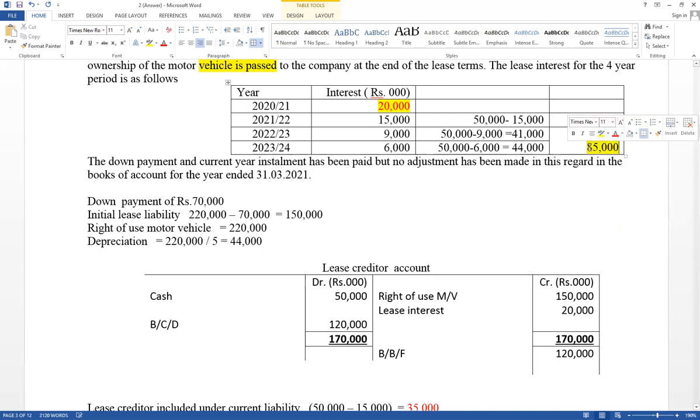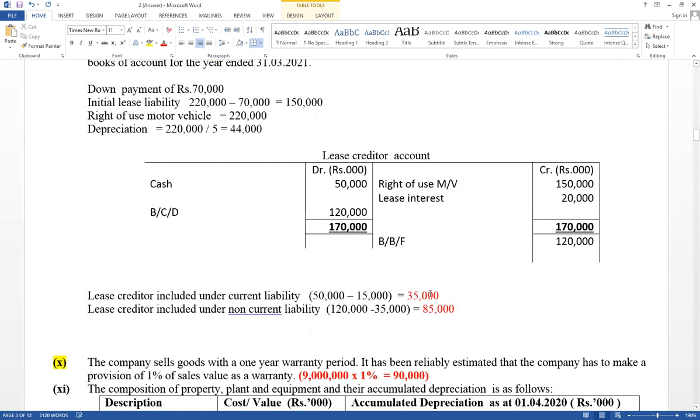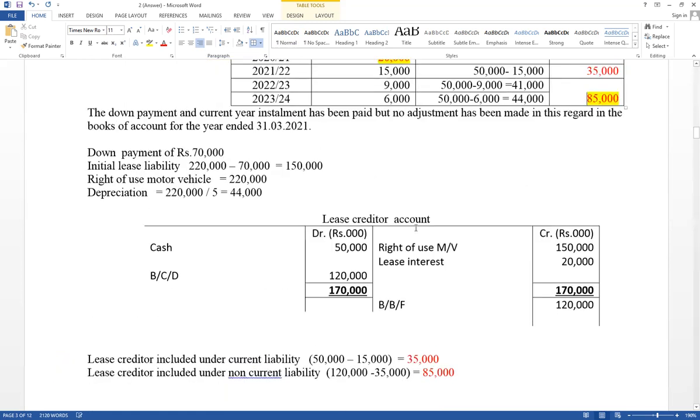It can be calculated like this if the interest is given clearly. Therefore, this is a current liability and this is a non-current liability. Installment minus interest, take its total value. Next year's value should be included under current liability, and the balance part under non-current liability. It can be calculated by preparing the lease creditor account also. Then think how it records.